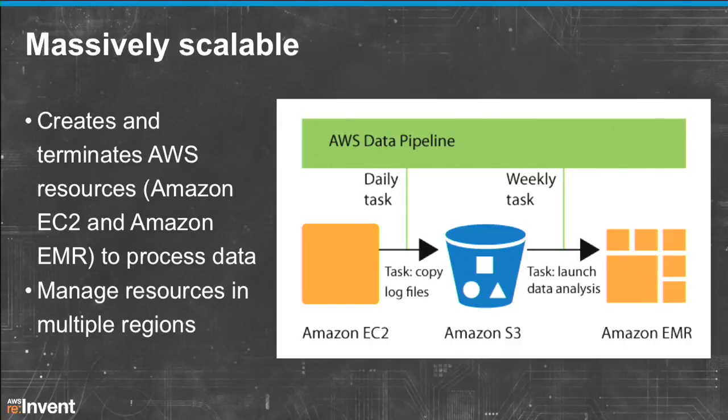One other point to keep in mind is that you can have a data pipeline in US East that is managing resources in other regions. So let's say you have data in Tokyo. You could be running a pipeline in US East that is orchestrating activities in Tokyo, in the Tokyo region. So an S3 bucket in Tokyo, EC2 instances in Tokyo. It kind of comes back to the original point, which is that Data Pipeline is designed to scale.